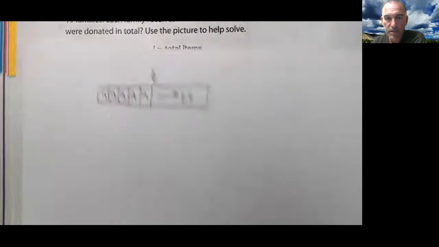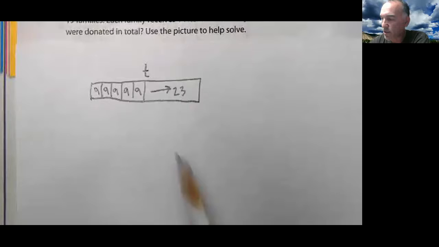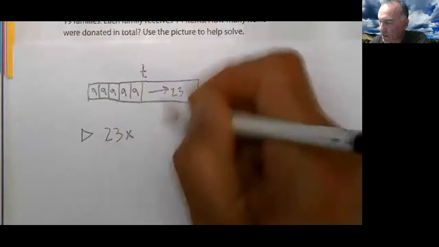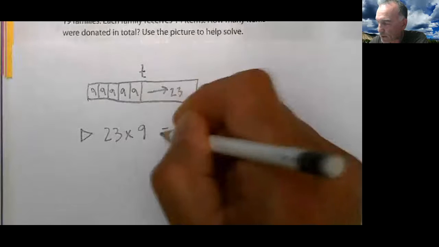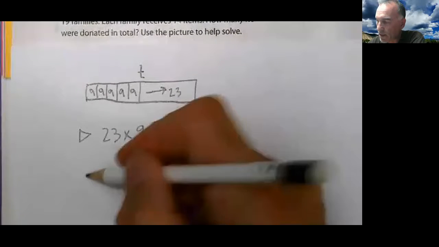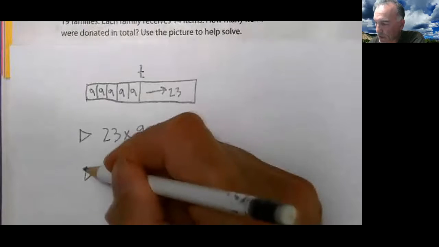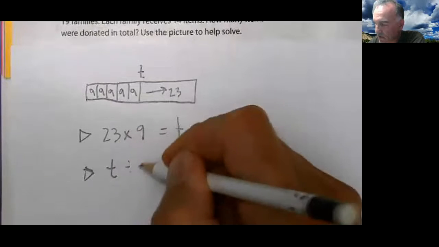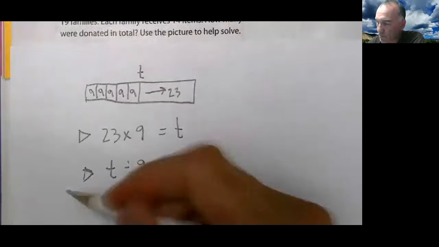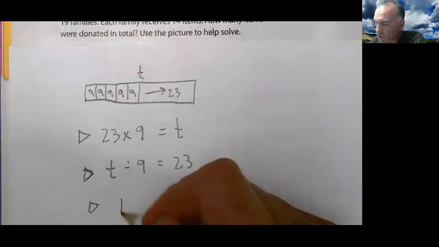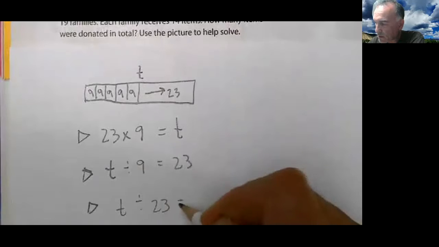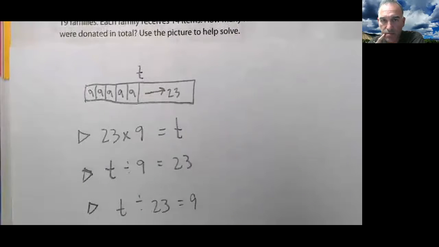I'm going to move this up. I'm going to block that. Look at the 3 ways that I could solve this. 9 times 23 equals T. I could also do T divided by 9 equals 23. I could also do T divided by 23 equals 9.